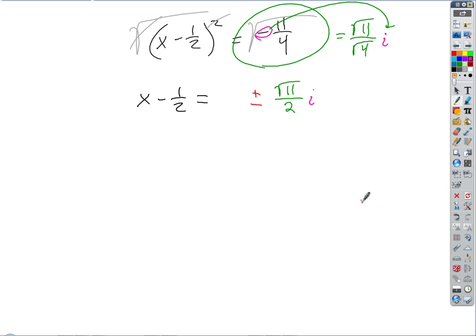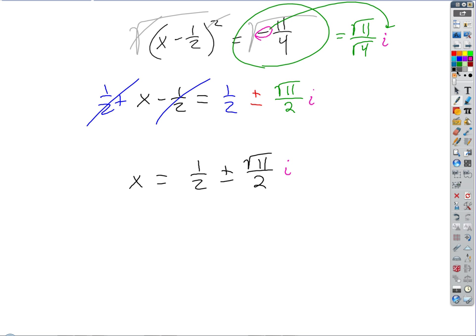And then last step, add the 1/2. So we're going to add 1/2, which I'll put in front of the plus or minus, to both sides. So those cancel, and then I get my answer. x equals 1/2 plus or minus square root of 11 over 2 i. So what do I put in Moodle? 1/2. Need commas. Good. So I'll take the plus sign, I'll enter that, comma, that, right? That's it.